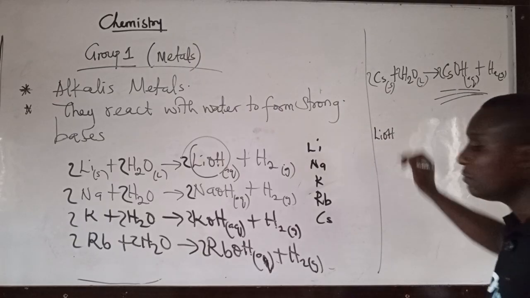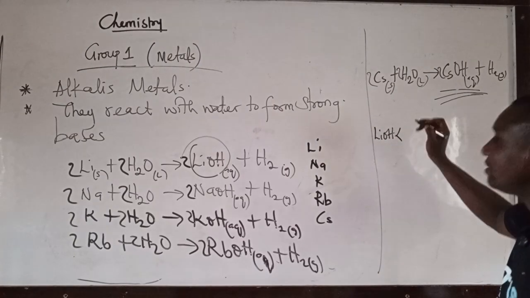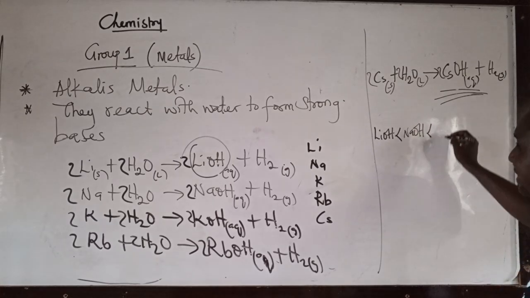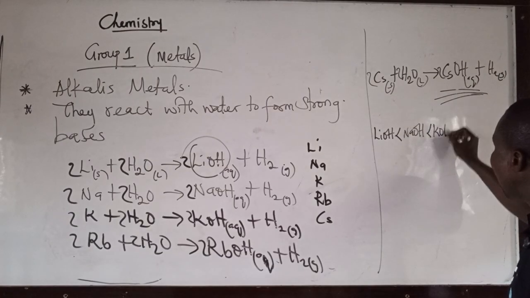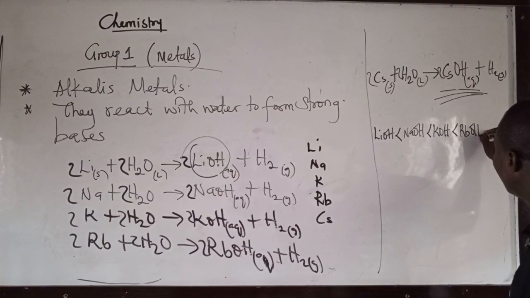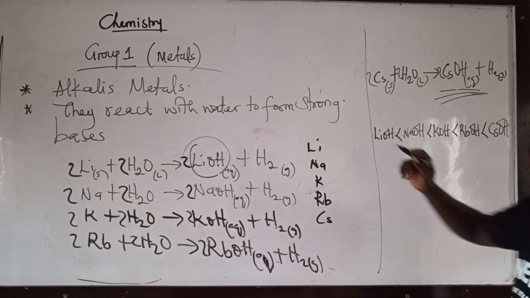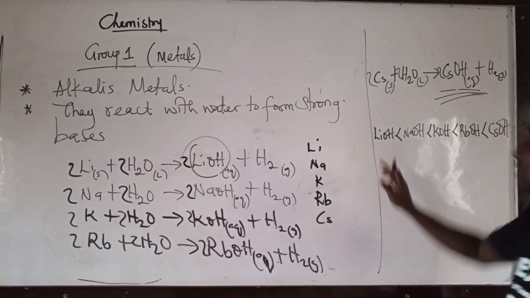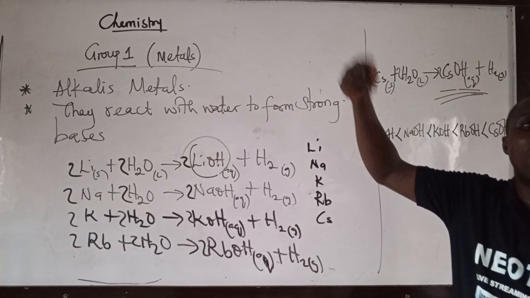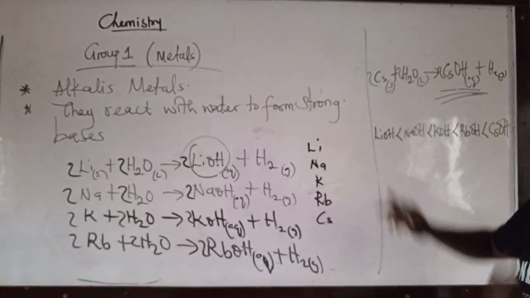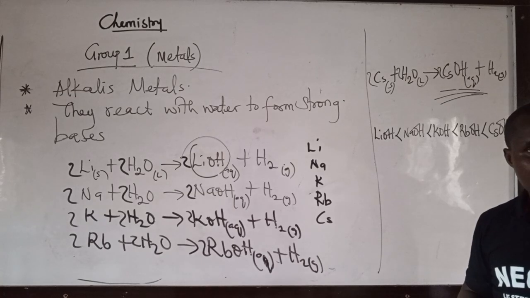I can simply say lithium hydroxide is less than sodium hydroxide. Sodium hydroxide is less than potassium hydroxide. Potassium hydroxide is less than rubidium hydroxide. Rubidium hydroxide is less than calcium hydroxide. That means the weakest base is lithium hydroxide, even though they are all strong bases compared to their corresponding group. They are strong bases, but the weakest one is lithium hydroxide. Take note of that.